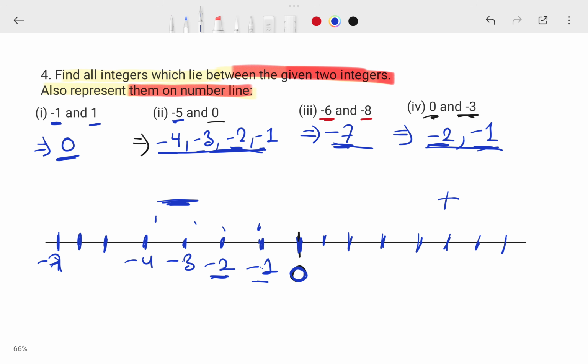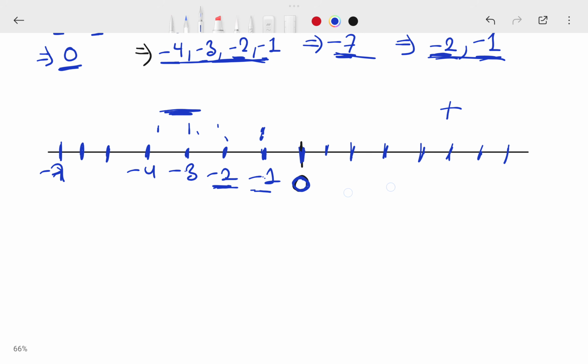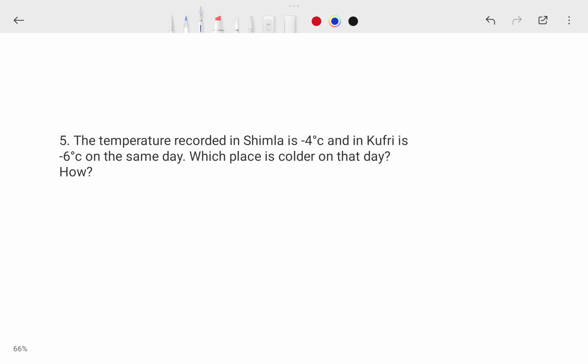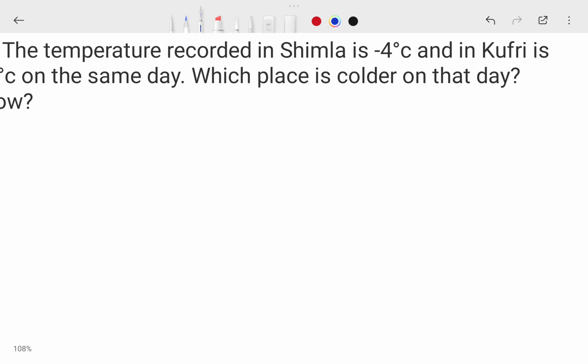Then after -3, just count -1, -2, -3, so put -3 here. Okay, like that you can do. Here -2 and -1 are already represented, so there is no need to write that again. Okay, right. So if this question is clear, let's talk about the 5th question.